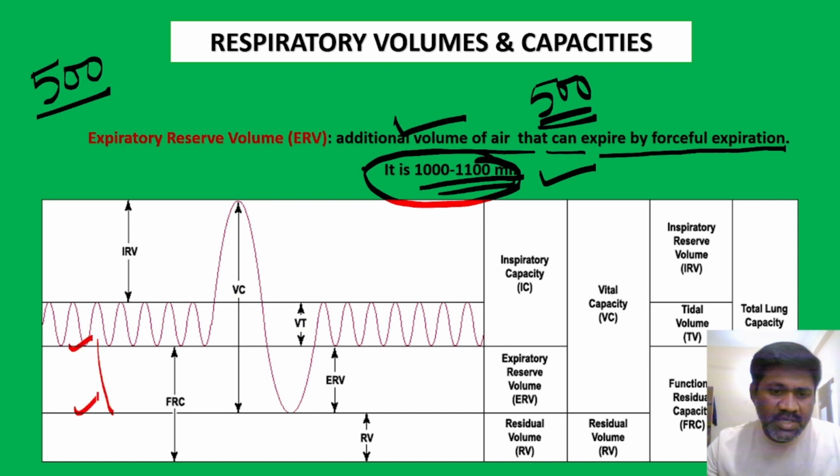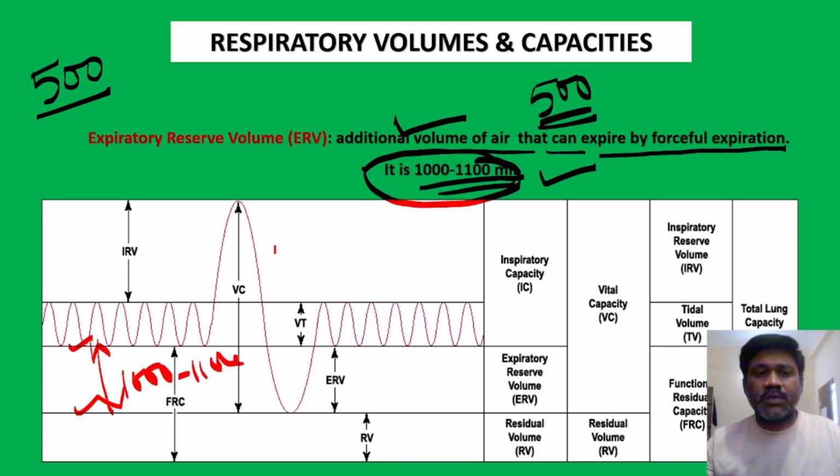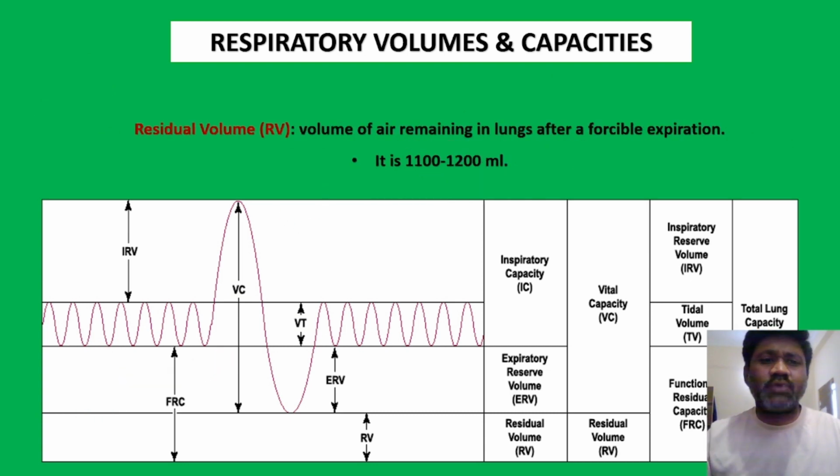Right, where is this expiratory reserve volume indicated? Between these two lines, this line and this line. This is the expiratory reserve volume. How much expiratory reserve volume? It represents 1000 to 1100 ml. Okay. Next, residual volume.